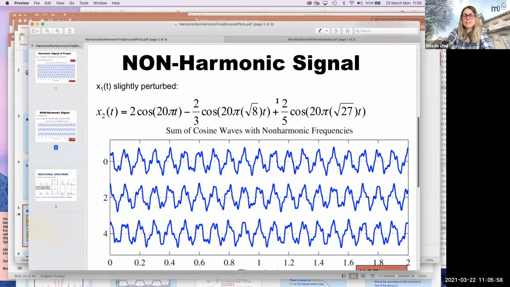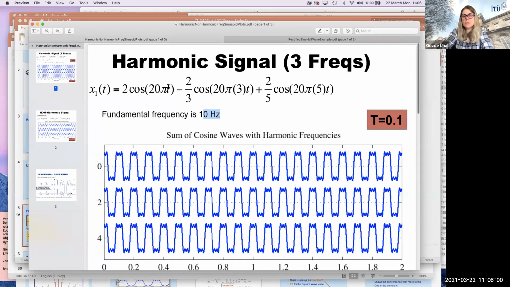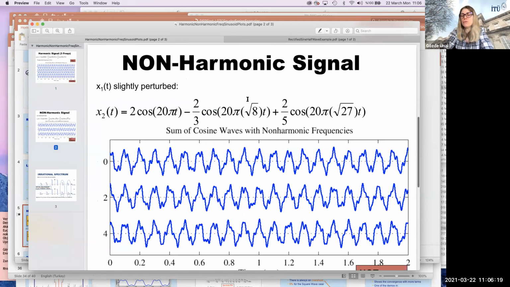So now look at, guys, just one change. Remember, this is 20 pi, 25 pi times 3. This is actually square root of 9, right? These two will remain the same, the first and third components. The middle one was square root of 9, 3, but now make it square root of 8. So a little bit of change in that frequency, slightly disturbed. That first one was x1 of t.